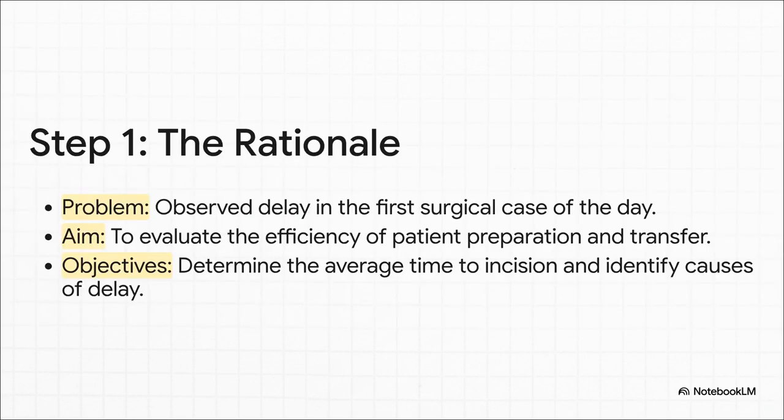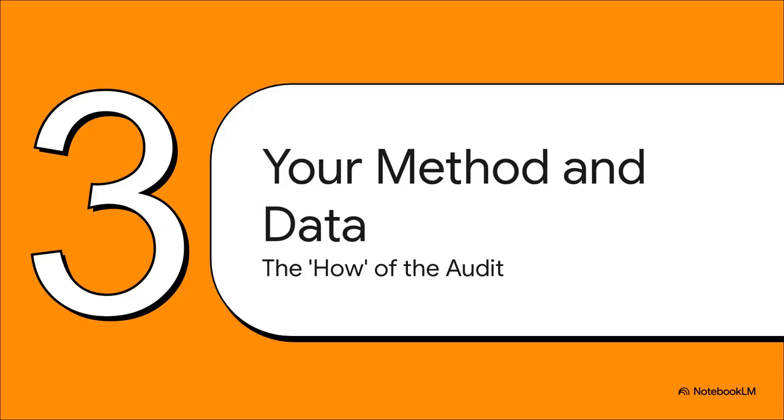So step one, the rationale. This is your why. You kick things off with a super clear statement of the problem. Then you give your overall aim, like we want to evaluate efficiency. But here's the key. You have to get specific with measurable objectives. Things like, we will determine the average delay time, and we will identify the main causes for those delays. No vague ideas here.